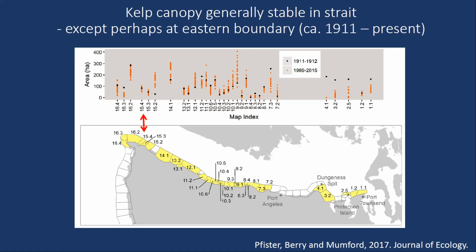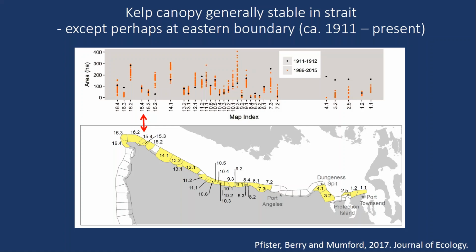So what you see here is the numbered polygons on the map, and we only compared the polygons that are highlighted in yellow. So we excluded some because we felt there was some uncertainty in the historical data. But of all the ones we compared, you can look up and see a figure where there's a black dot, which represents the area measured in 1911, 1912. And then there's a cloud of orange dots, which represent the 26 annual measures in the last 3 decades.